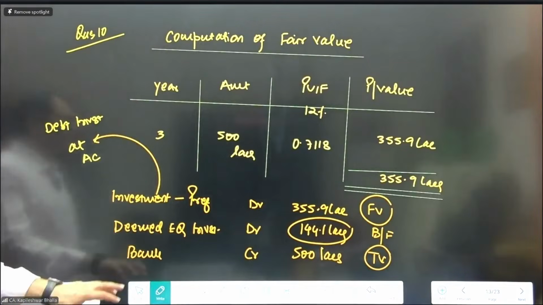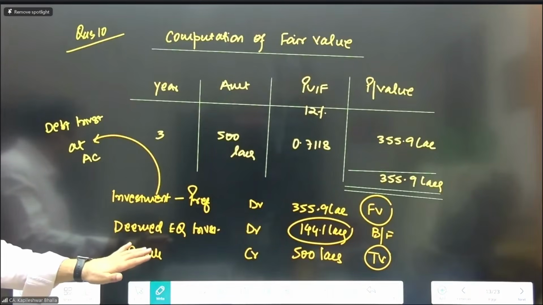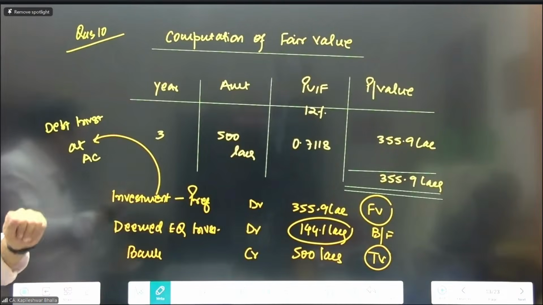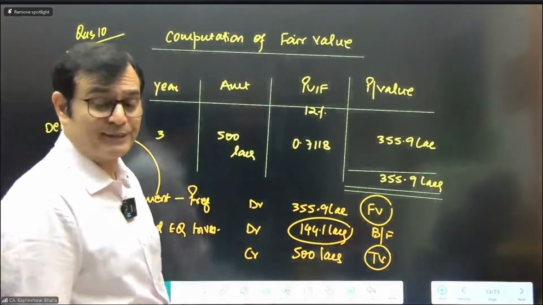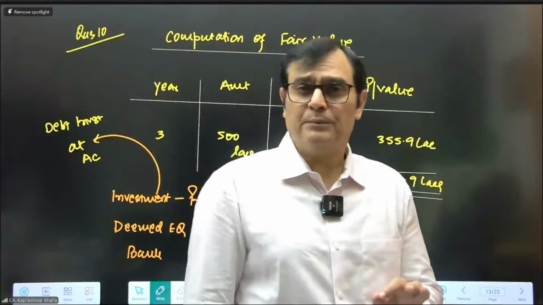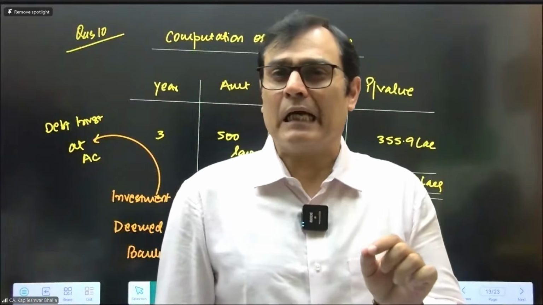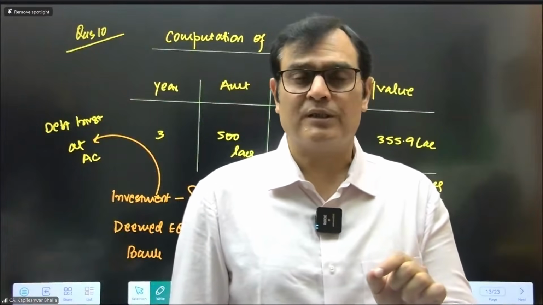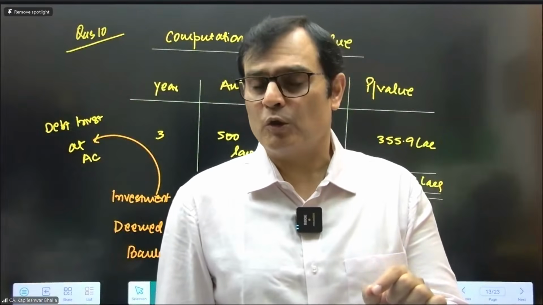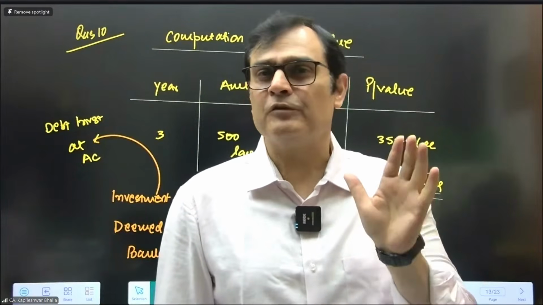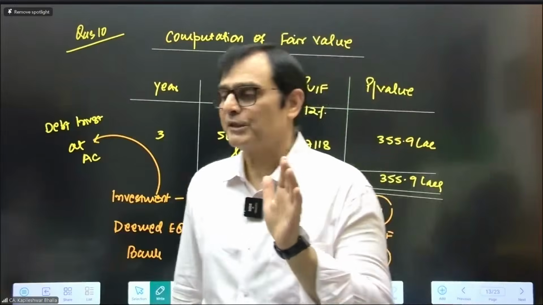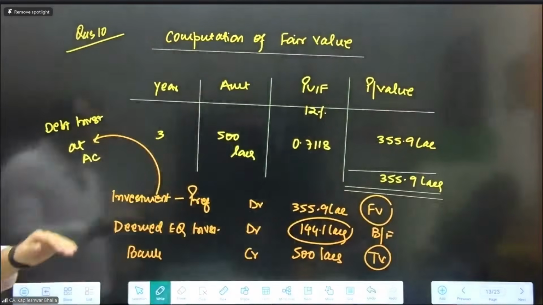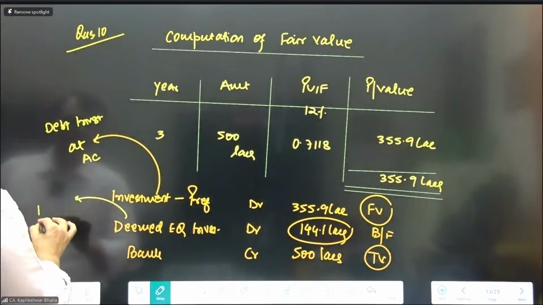And what about this deemed equity investment? Is it going to remain the same or is it going to change? What do you say? Unlike an ROU asset which was amortized, a prepaid staff cost which was also amortized, any treatment for this deemed equity investment or does it remain intact? Yes, it remains intact, so this remains the same.